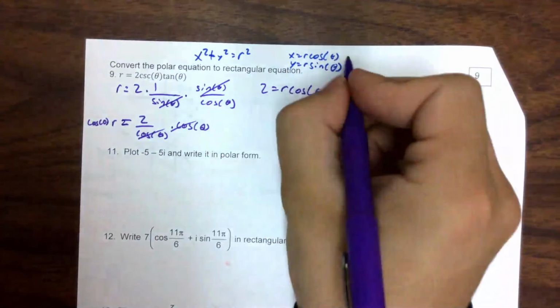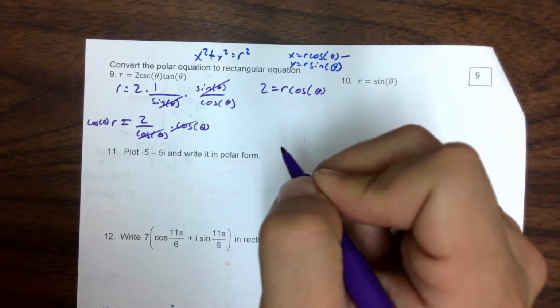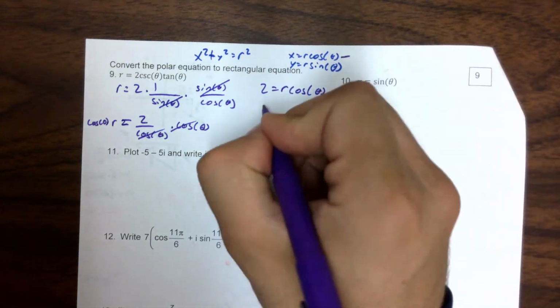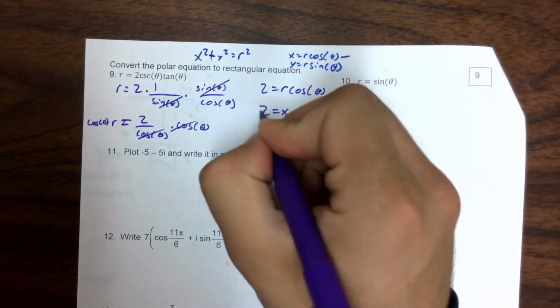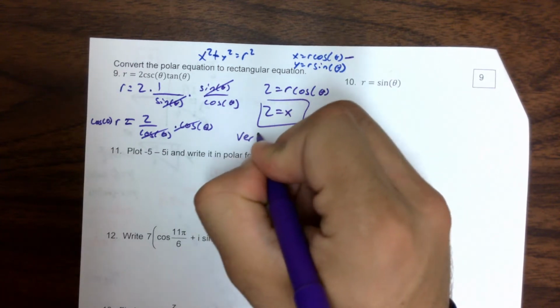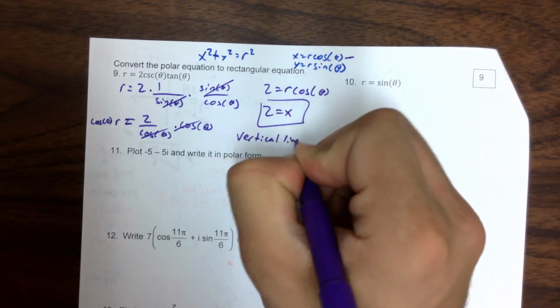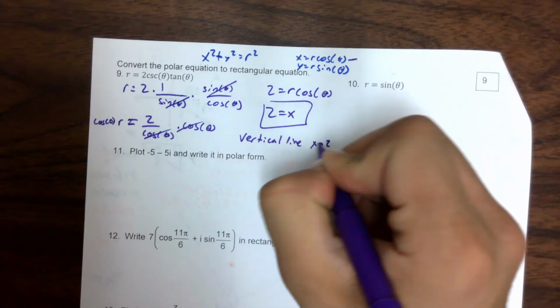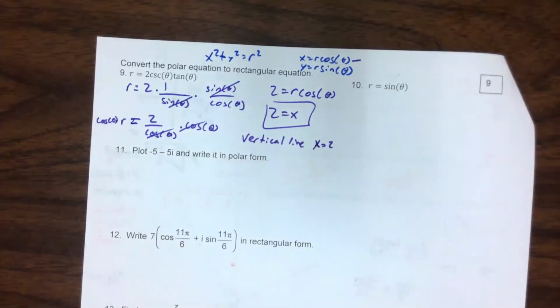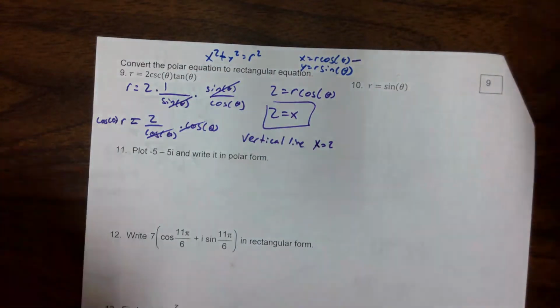And look at that. That is what x equals. So this equation is actually x equals 2. It is a vertical line at x equals 2, which is what this whole equation looks like when you convert it into rectangular.